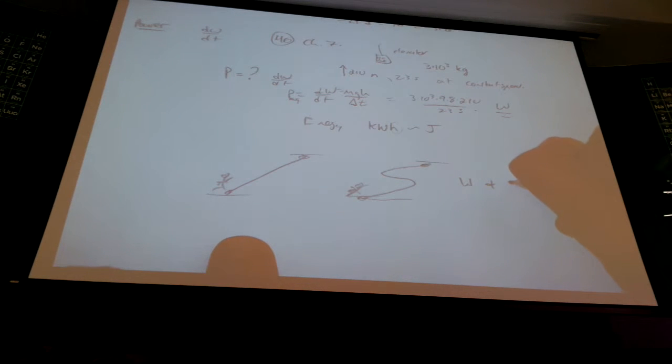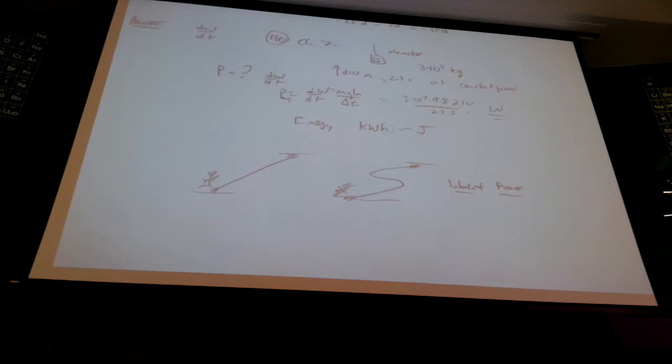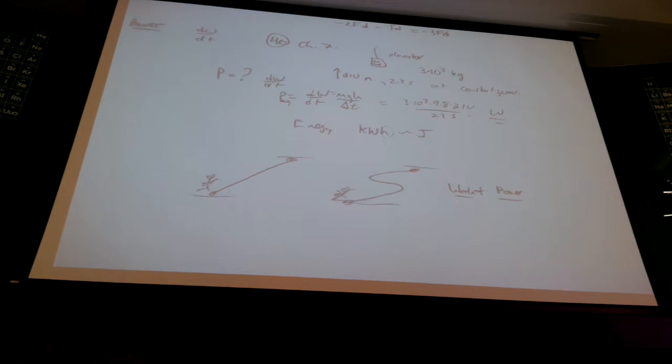Alright, so in this case, the first one, he's going up a distance of, let's say, 30 meters or something. And the second case, he's also going up a distance of 30 meters, but he takes a more circuitous route to get there. So it'll take him a little longer to get there. So how do the power and the work in these situations compare? Can somebody explain that to me?